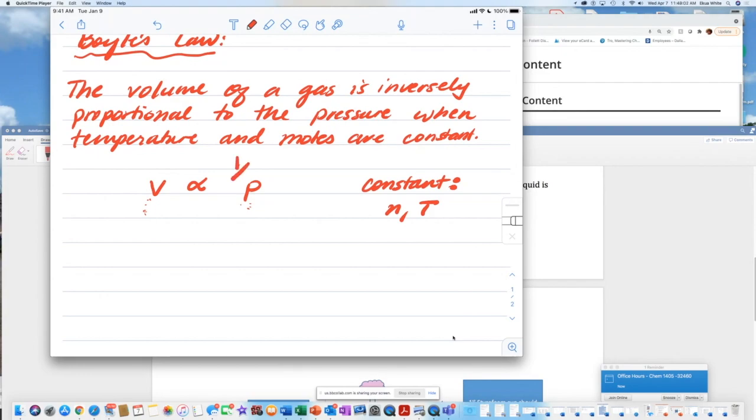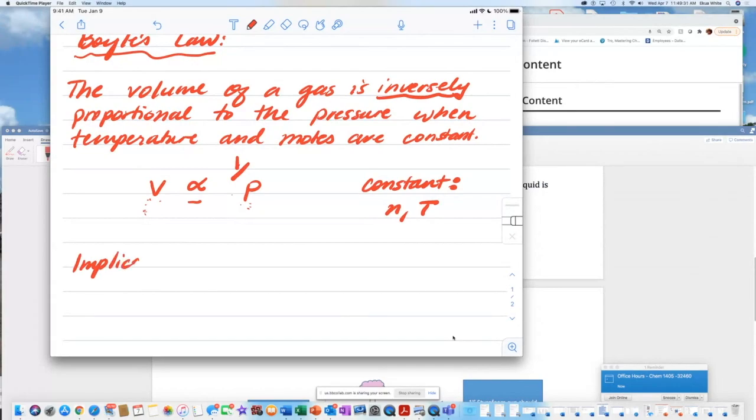So when I was learning this back in my days, I used to call it the VIP law because it was V, then you had I. Hey, I was a teenager in middle school trying to survive this class, and that helped me because all I had to do was put the proportionality sign in there, and I could see V proportional to 1 over P.